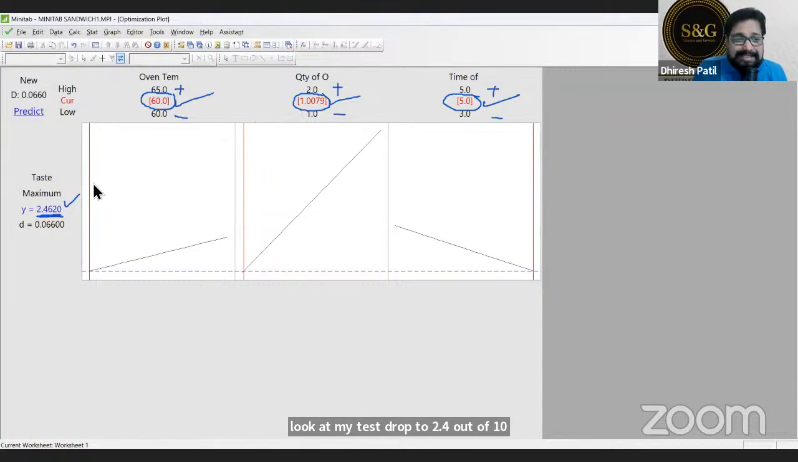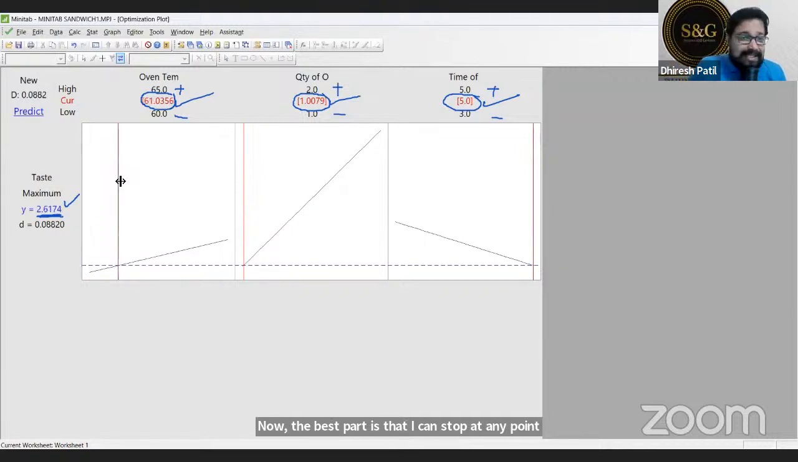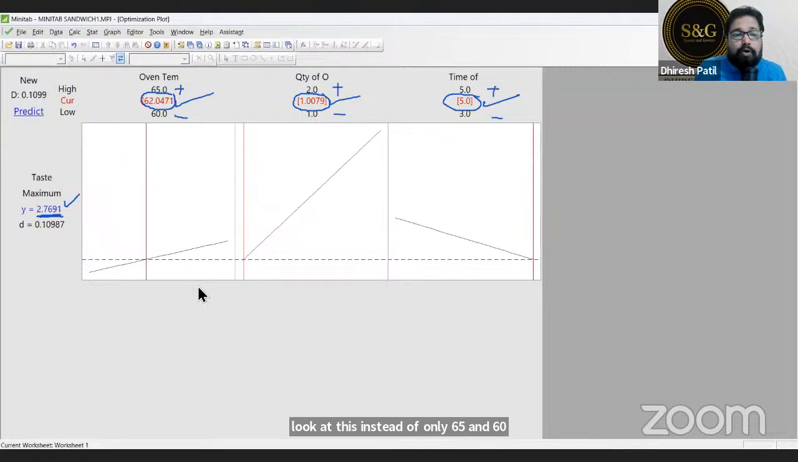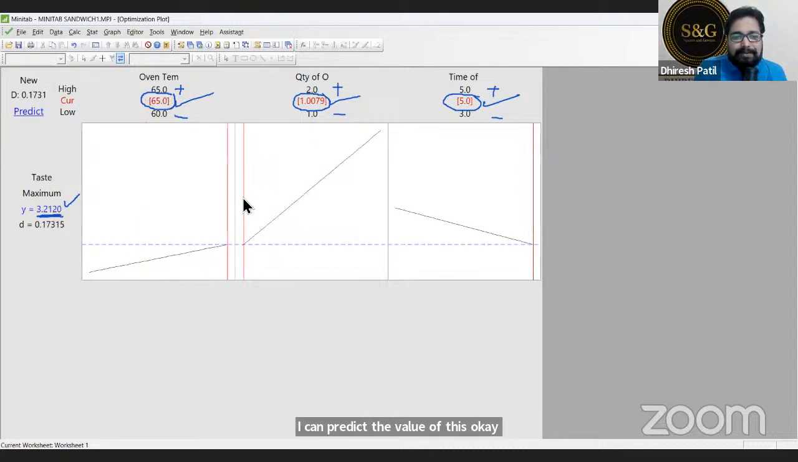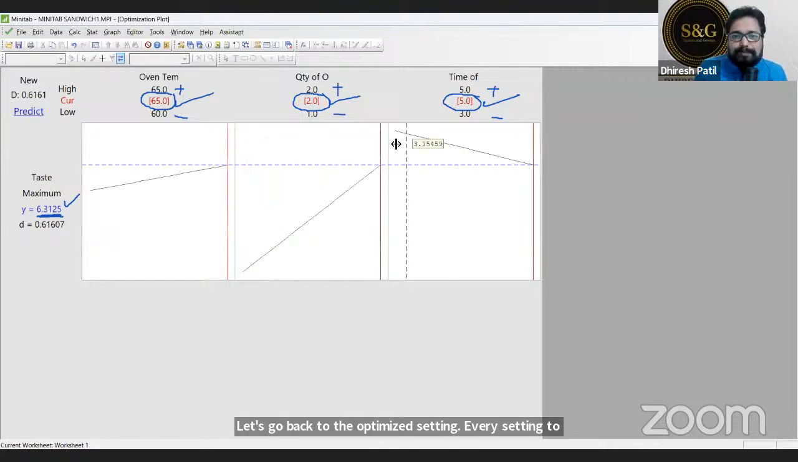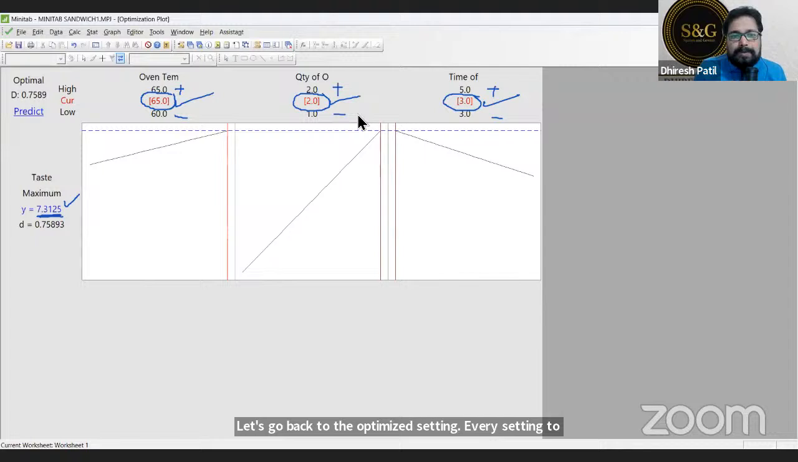Now, the best part is that I can stop at any point. Look at this. Instead of only 65 and 60, I can predict the value. Let's say if I want to put it at 62.04, I can predict the value of this. Okay. Let's go back to the optimized setting again. Every setting to the optimized one. Okay, optimized setting is done. Now let's play this around. Oven temperature, instead of 65, I want to put it at 64.